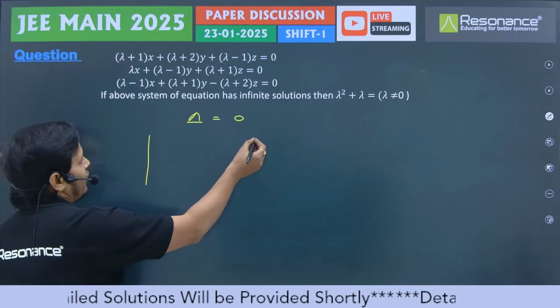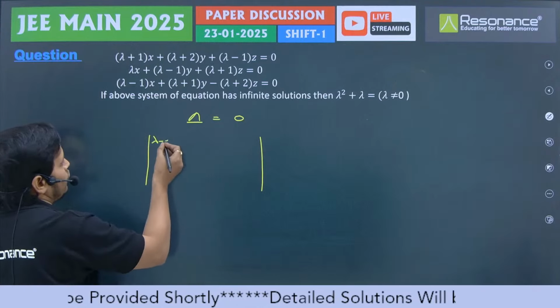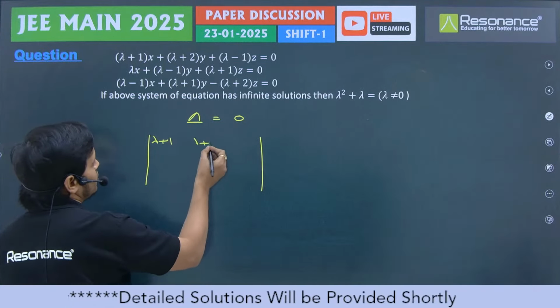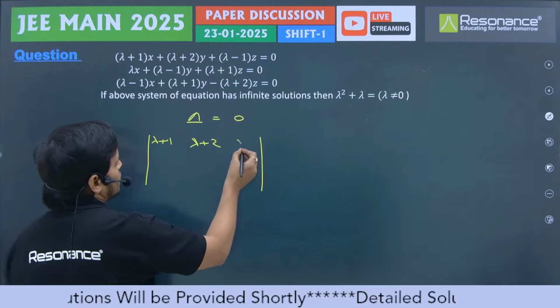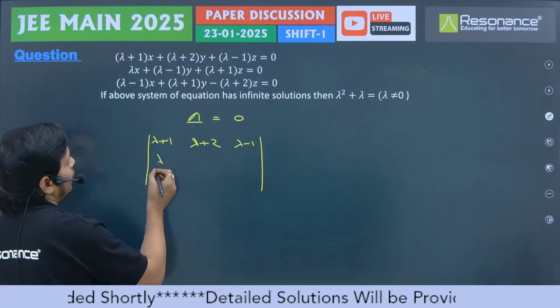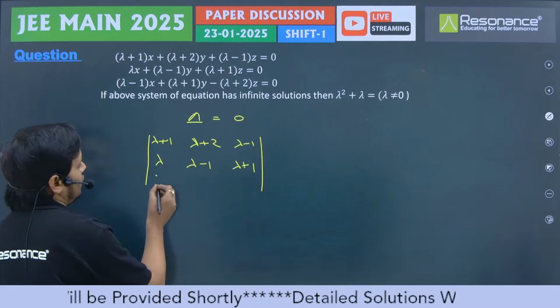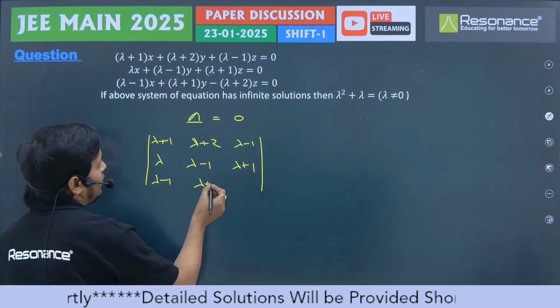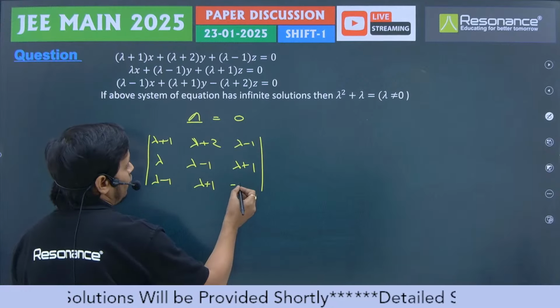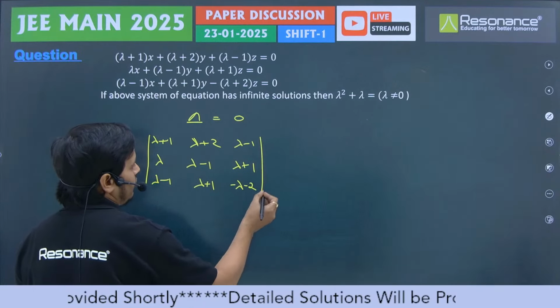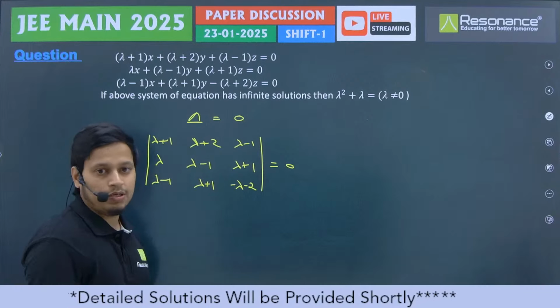I am just putting the value of the determinant: lambda plus 1, then lambda plus 2, and then lambda minus 1. Lambda minus 1, lambda plus 1, lambda minus 1, lambda plus 1, and minus of lambda plus 2, minus lambda minus 2. This needs to be 0.